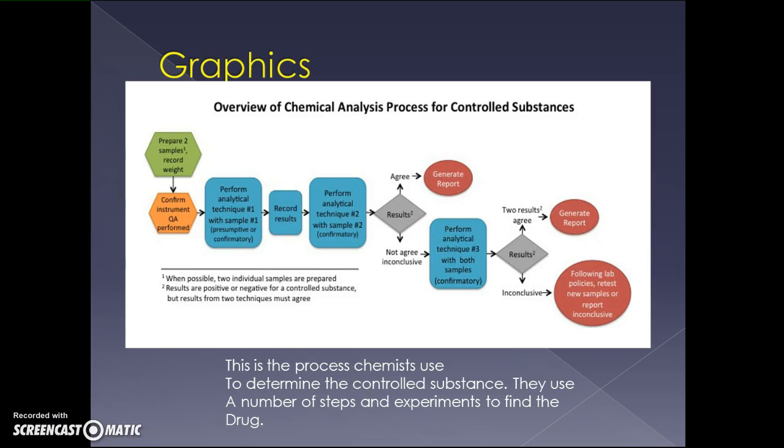Graphics. This is the process chemists use to determine the controlled substance. They use a number of steps and experiments to find the drug. The two main ways they drug test people are presumptive tests and confirmatory tests. Presumptives are less precise and indicate an illegal substance may be present. If they put the illegal substance in the bag with water and the water changes color, they know it's a drug. Different drugs change different colors. Confirmatory provides a positive identification of the substance. There is no question. It involves a ton of lab instruments and a lot of time.